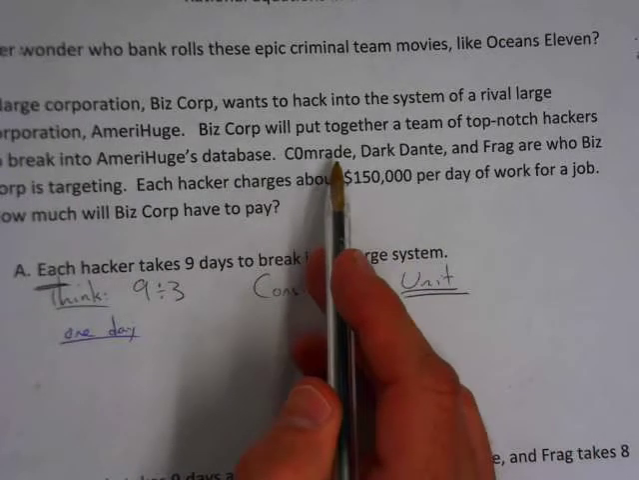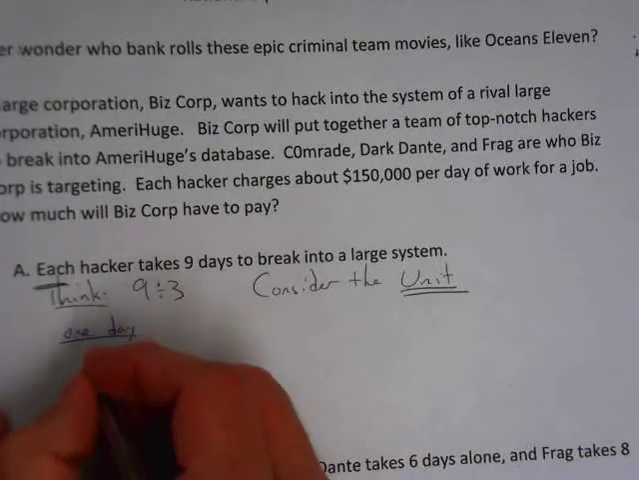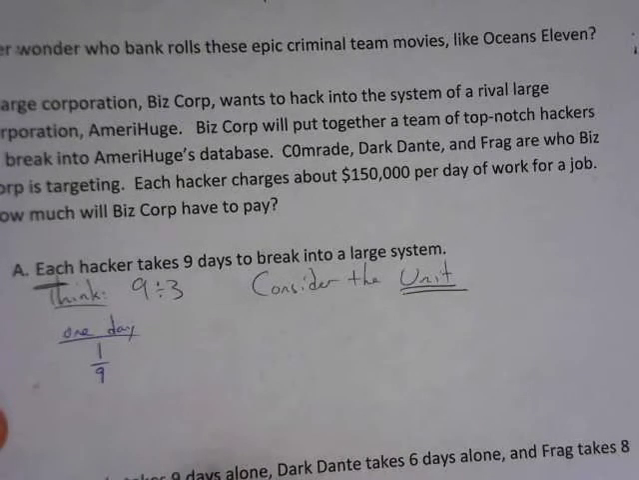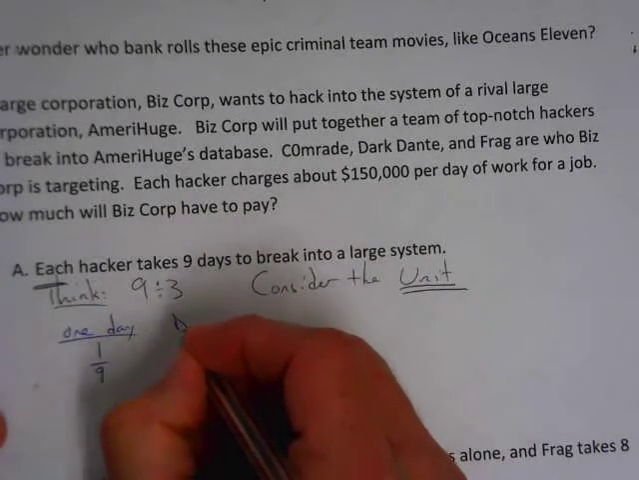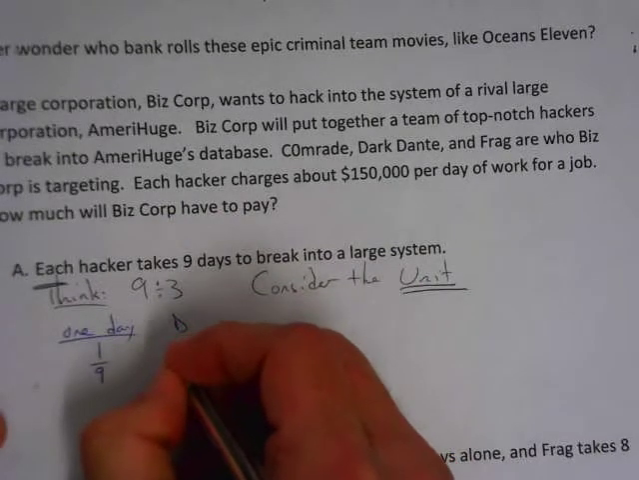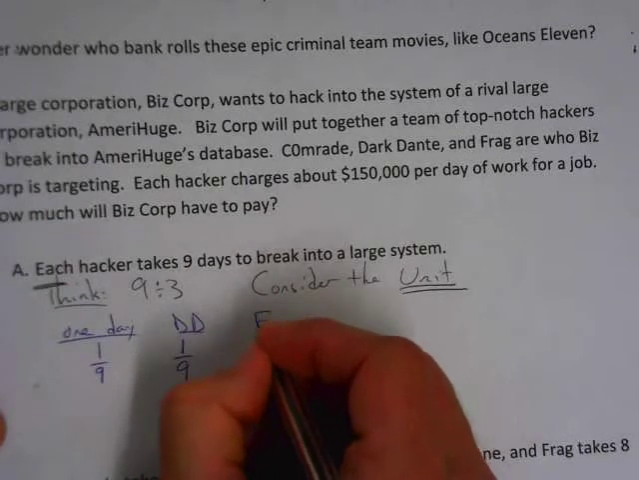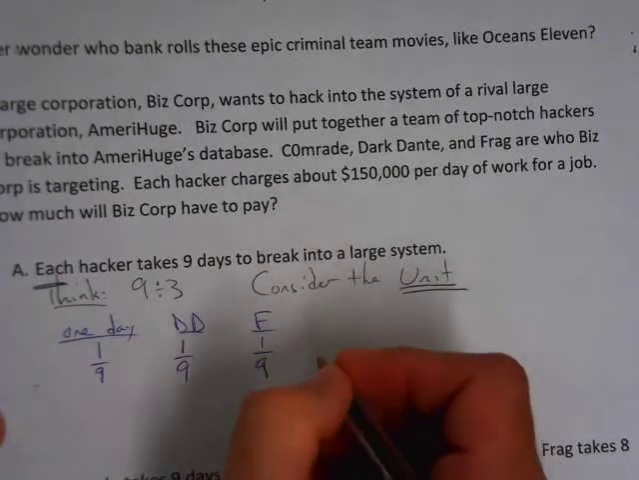Comrade can break into a system in 1 day. He can get 1/9 of his job done in 1 day, right? Because it's going to take him 9 days to break into a large system. So for 1 day, he'll get 1/9 of his job done. And the same thing would hold true for Dark Dante, and then the same thing for Frag. She'll get 1/9 of her job done in 1 day.